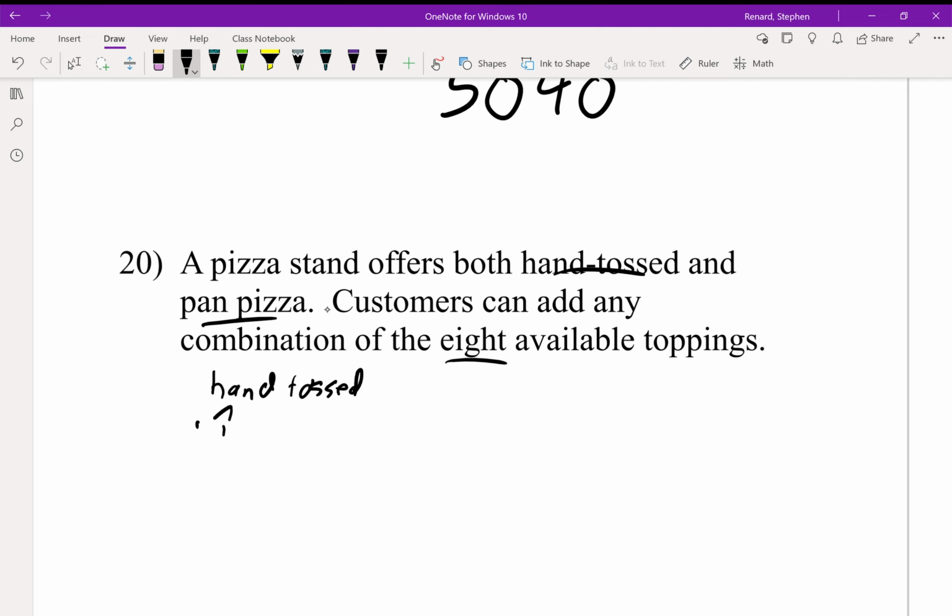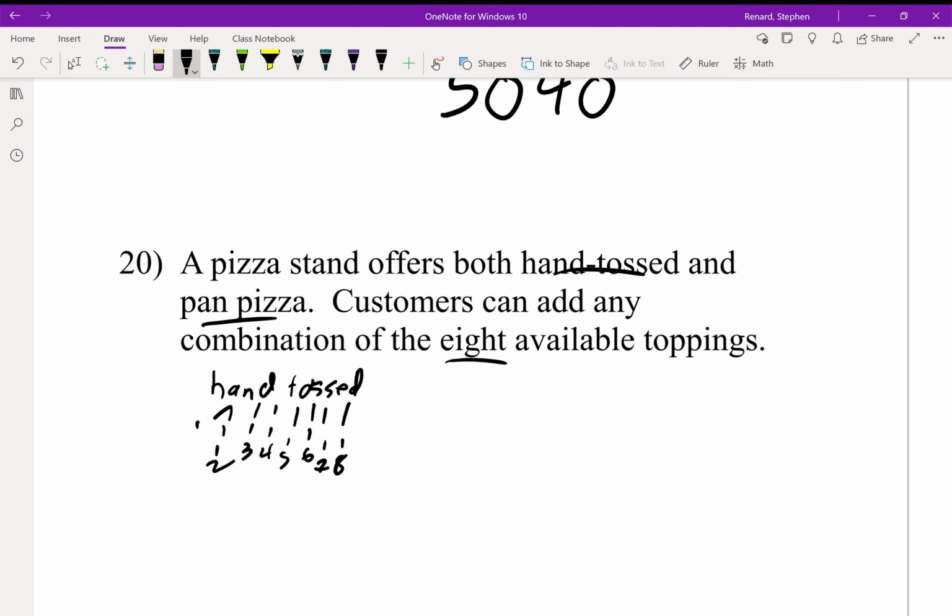you can get topping number 1. You can get topping number 1 and number 2. Topping number 1 and number 3. Topping number 1 and number 4. Topping number 1 and number 5. And so on, 1 and 6, 1 and 7, 1 and 8. And then you get 1, 2, and 3. 1, 2, and 4.